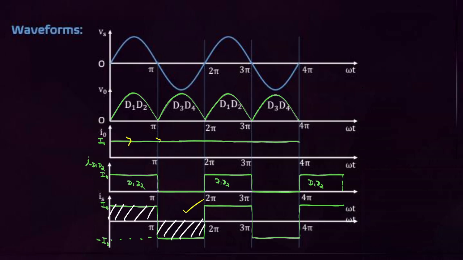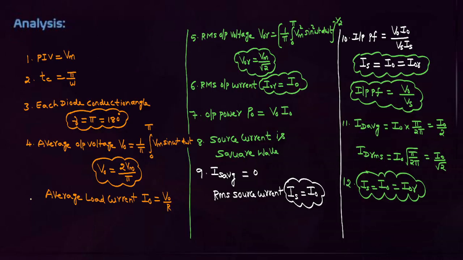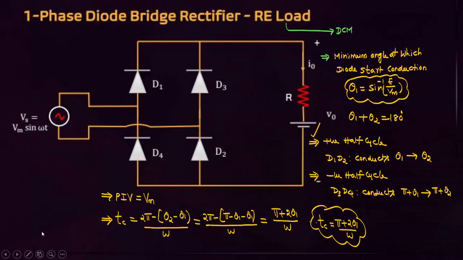Let us assume that we are supplying a constant current to the load. The constant current is supplied because of continuous mode. The peak inverse voltage is Vm, and the circuit turn off time is as given. Each diode's conduction angle is 180 degrees. There is no change in average voltage.